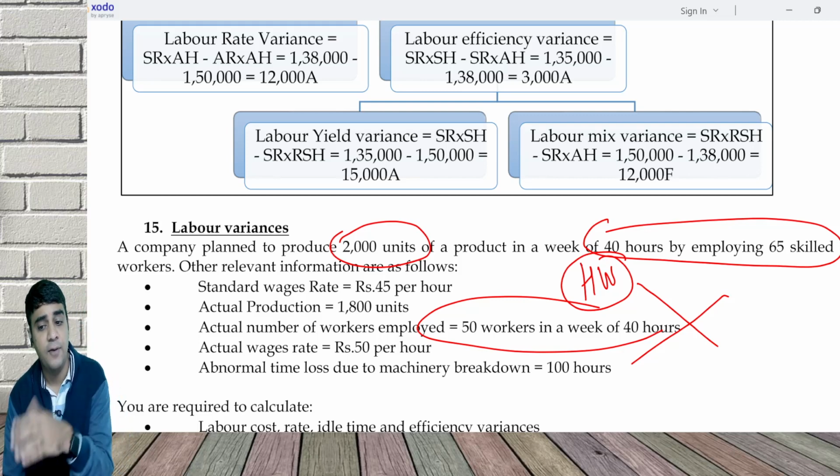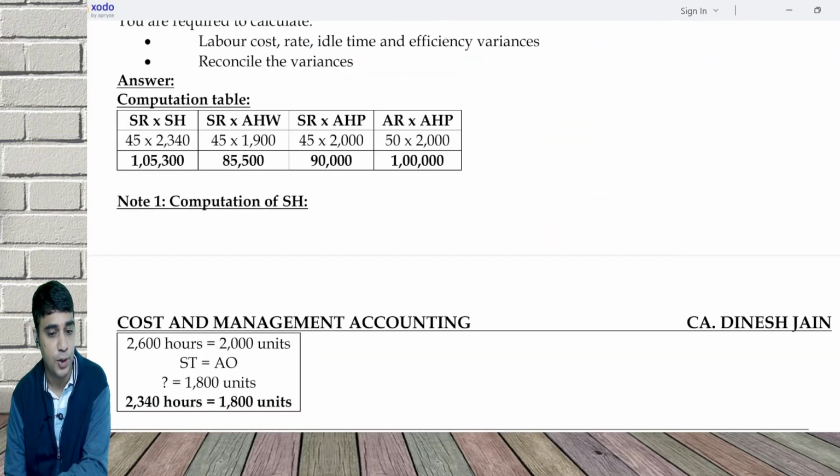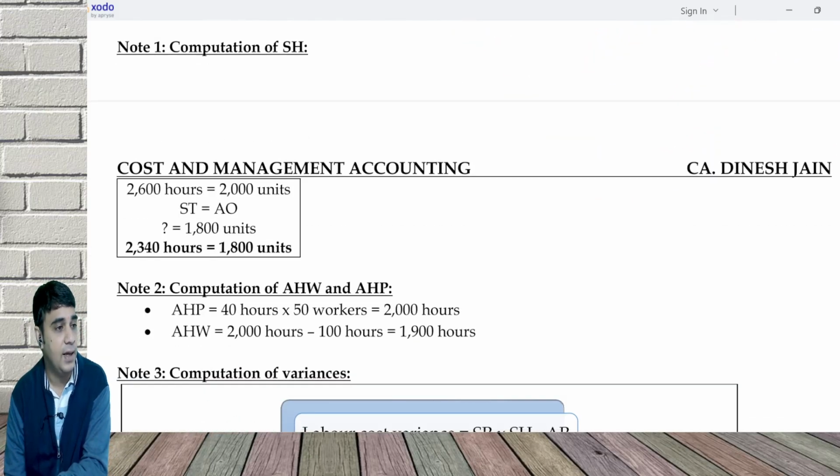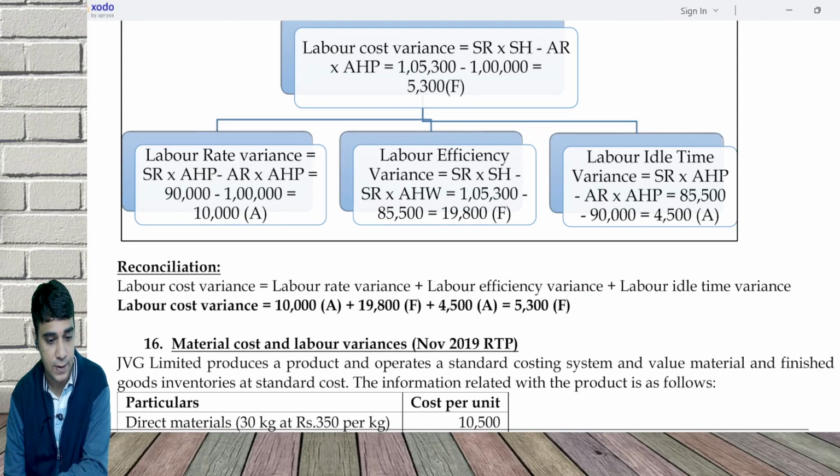In reality they have used only 50 people. That's their wish, I can't help it. 50 into 40 is the actual hours. I'm not discussing the full question because I want you to do that at home, but be very clear on the standard equation. 2600 hours is equal to 2000 units.